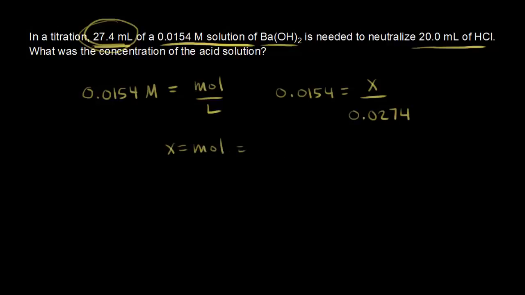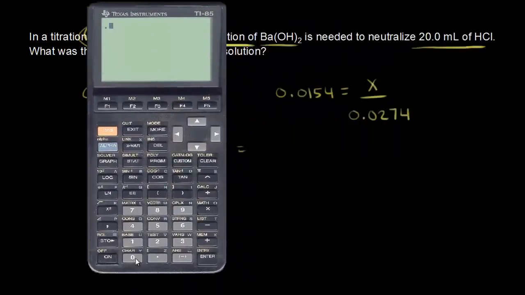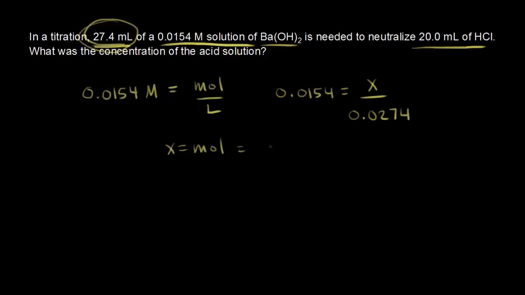So let's get out the calculator here, and let's do that. So we take 0.0154, and we multiply that by 0.0274, and that gives us 4.22 times 10 to the negative fourth, right? So that's equal to 0.000422 moles of barium hydroxide.